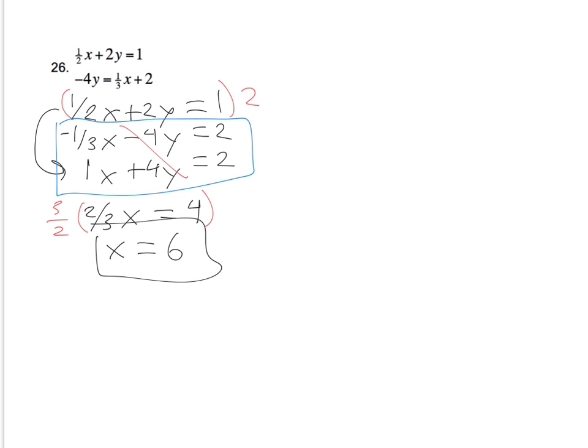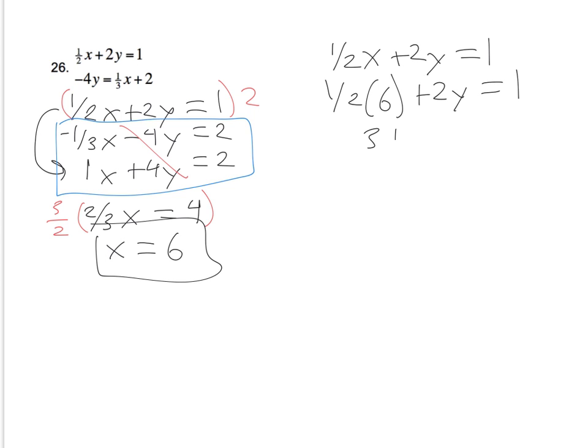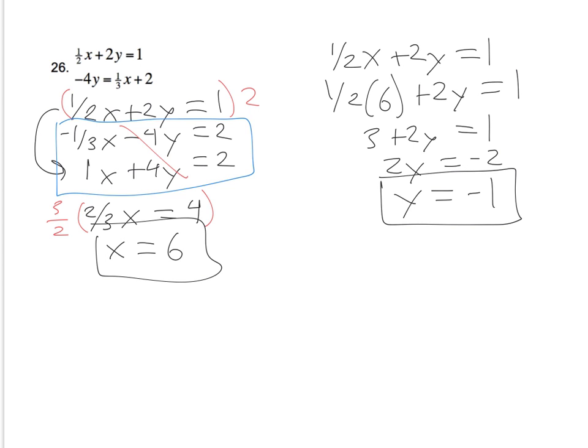I'm going to take that value now and plug it back into my top equation, so I take my 1/2 x plus 2y equals 1. So I'm going to say 1/2 times 6 plus 2y equals 1. So 3 plus 2y equals 1, which means that 2y is equal to negative 2. Dividing both sides by 2, I get that y is equal to negative 1. Once again, you could check your answer by plugging your x and y values into the bottom equation, but I'm not going to do that with this particular problem.